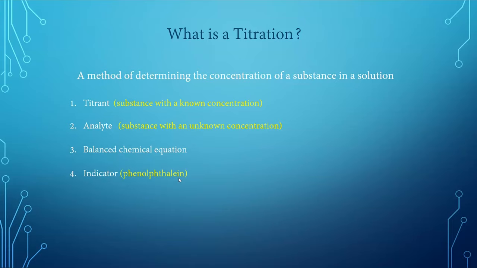So we know when the reaction is done, when that color change occurs, and that point in a titration is logically called the end point. That is the moment where you've added just the right number of moles of the titrant to neutralize all of the moles of the analyte.